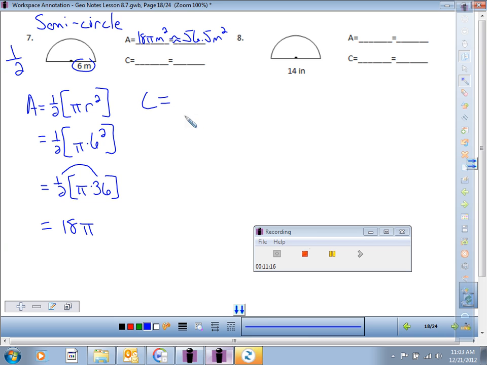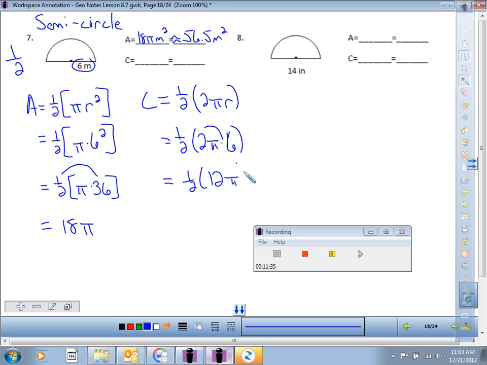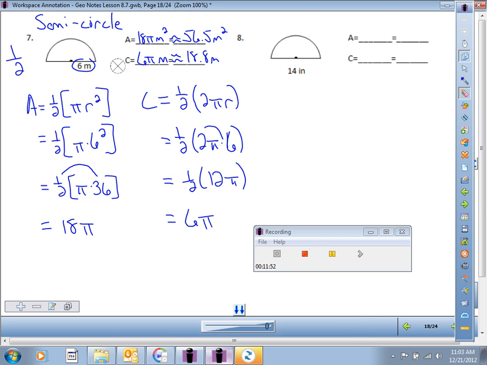Circumference, we will work the same way. We're going to be half of that as well, so I'm going to include the 1/2 times 2 pi r. We do 1/2 times 2 times pi times 6. 2 times 6 is 12, so we have 12 pi. Half of 12 is 6 pi. So my circumference is going to be 6 pi meters. If we take 6 times pi, it's approximately 18.8 meters.